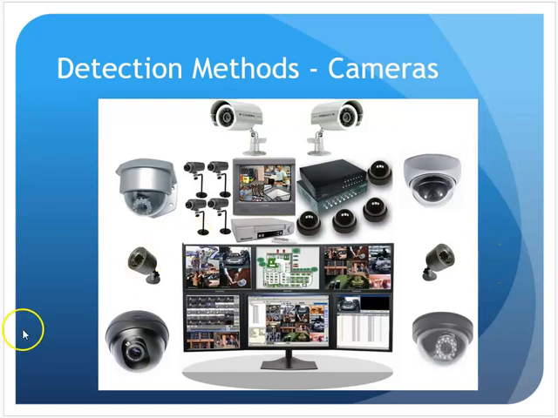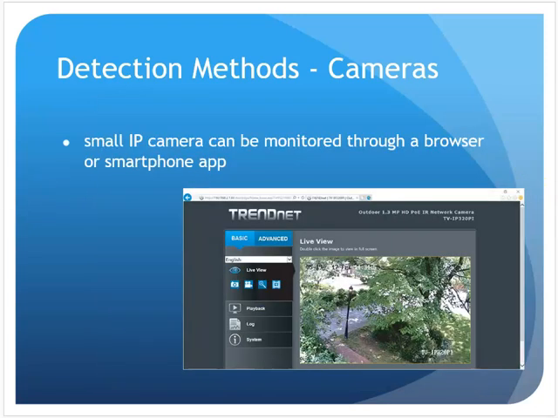Those pieces of equipment would have been gone. So here's a bunch of different camera styles. These can be IP cameras. These can be closed circuit cameras. All going back to a control area to record.